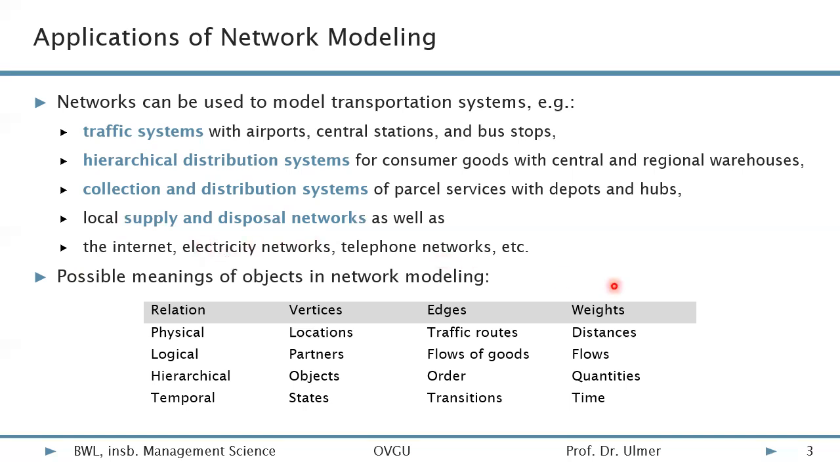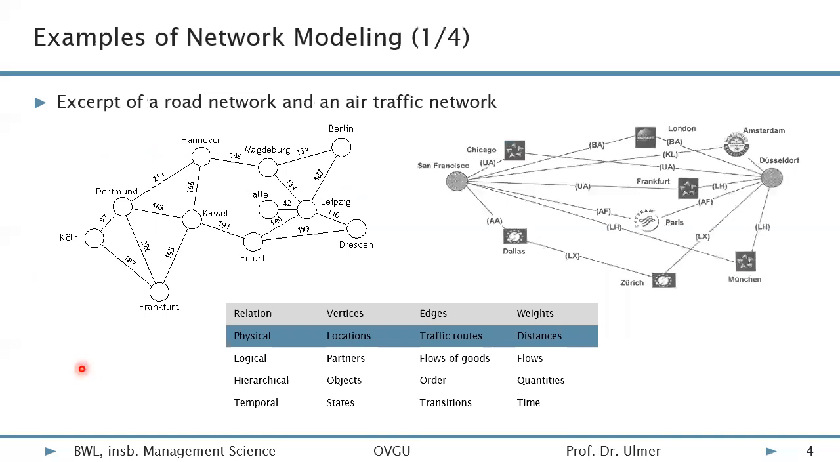Anyway, now we get a little more detailed, and we start with 4 examples to show you different types of networks. The first one is a physical network where we have vertices. Vertices are these nodes, and we have edges, sometimes also called arcs if they have a direction. And we have weights, that's information on the edges.